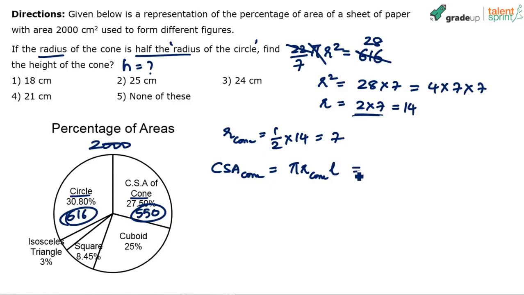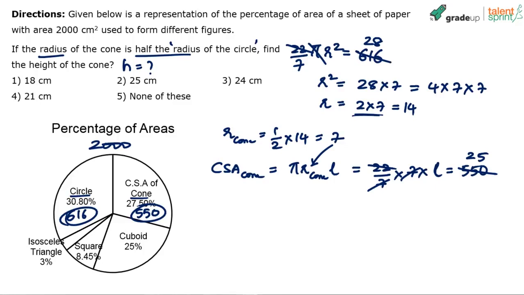So let's simplify this. So basically, curved surface area of the cone, pi is 22 by 7. Radius of the cone is 7, right? 22 by 7 into L is equal to 550. Right, curved surface area is 550. Simplify this, 7 and 7 get cancelled. 22 goes how many times here? 25 times. 550 by 22 is 25. So L is equal to 25.